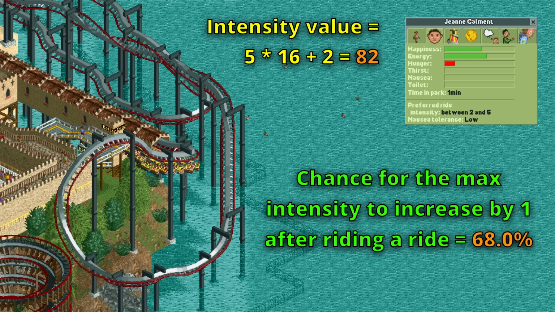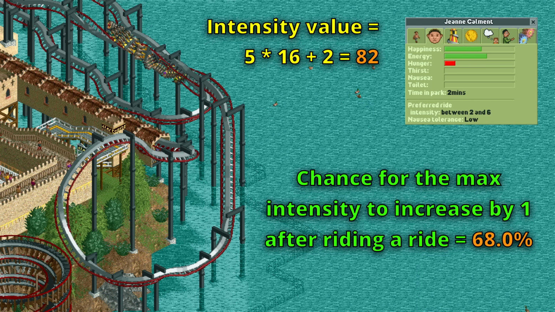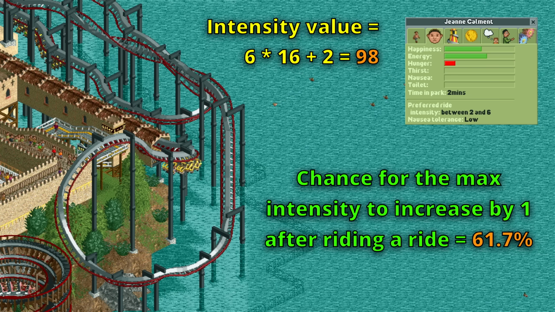So, after riding any ride, no matter the stats of the ride or how much they enjoyed it, a guest with an intensity range of between 2 and 5 has a 68% chance of this range increasing to between 2 and 6. They now have a higher intensity value of 98, so the chance that it increases to between 2 and 7 when they ride another ride is a little bit lower at 61.7%.